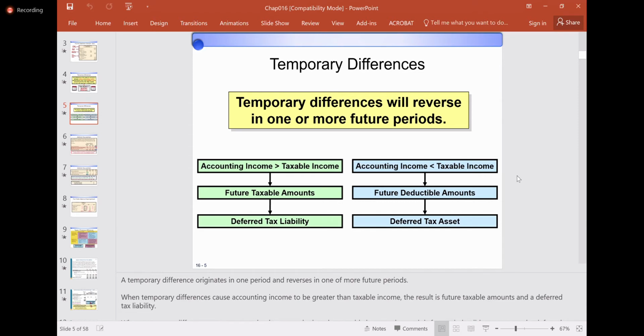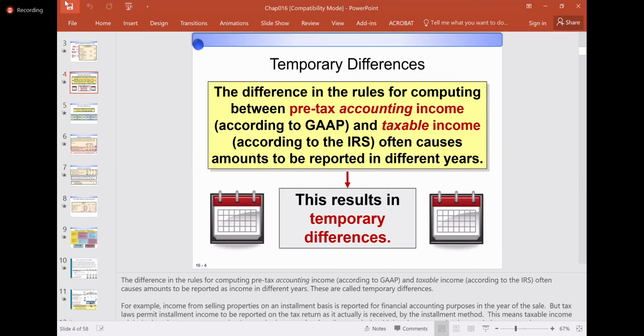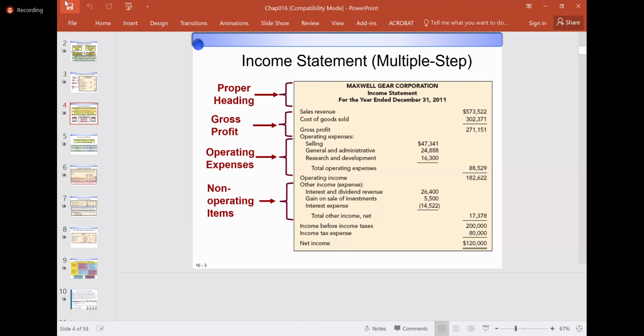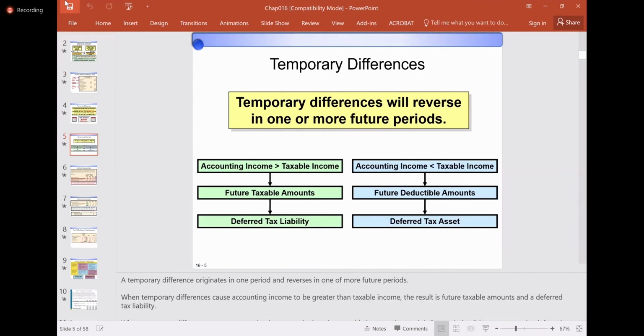Just summarize what we learned previously. We spent two lectures on what are called temporary differences, because in the US we have two systems. One is accounting, one is tax. There are a lot of similarities and there are always a lot of differences. That's why accounting income usually is not the same amount as taxable income.